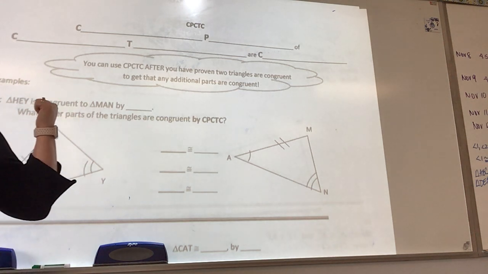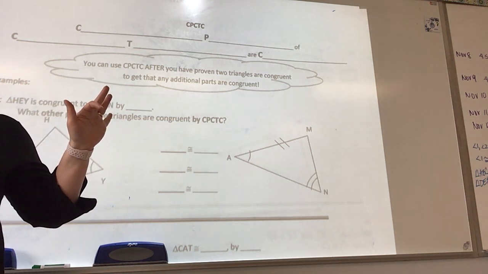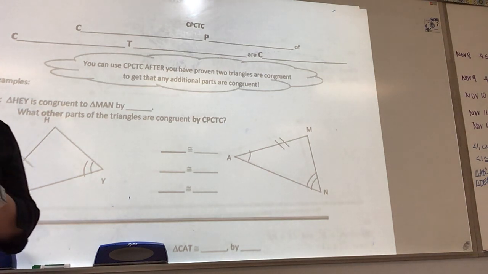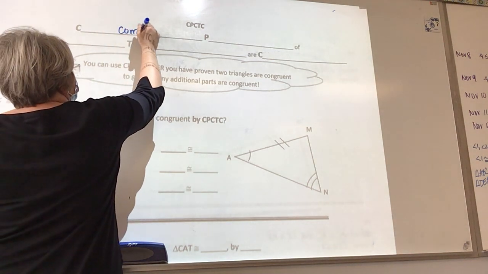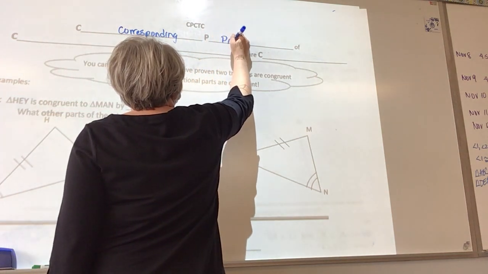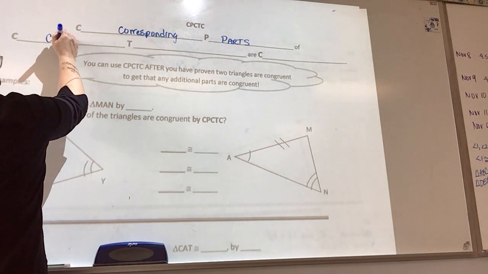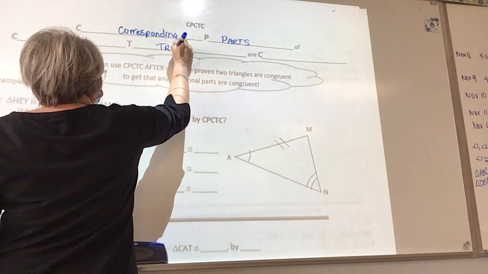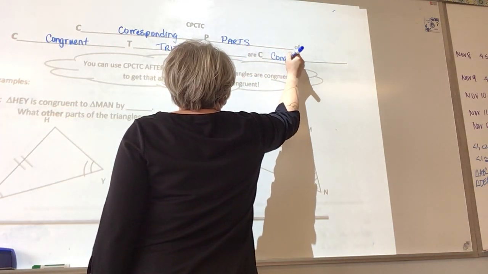Okay, you ready for your favorite acronym? How do you say it? Acronym, thank you. This is going to be your favorite one. The C stands for corresponding. The P stands for parts. The next C stands for congruent. The T stands for triangles. And the C stands for congruent.